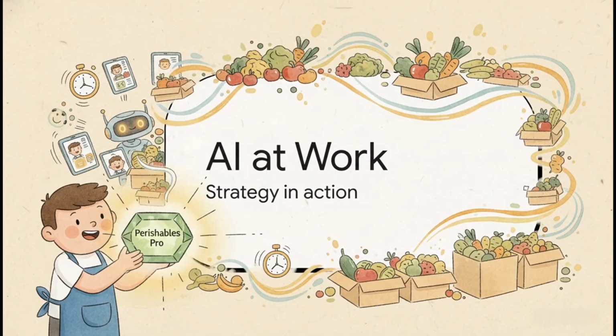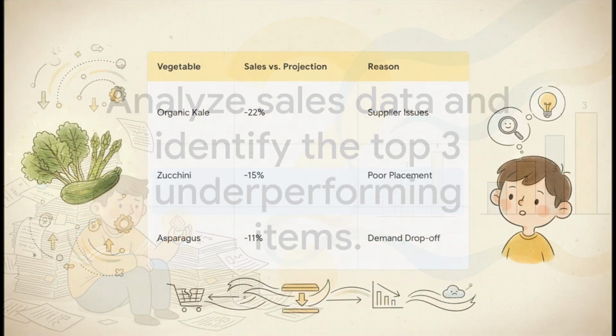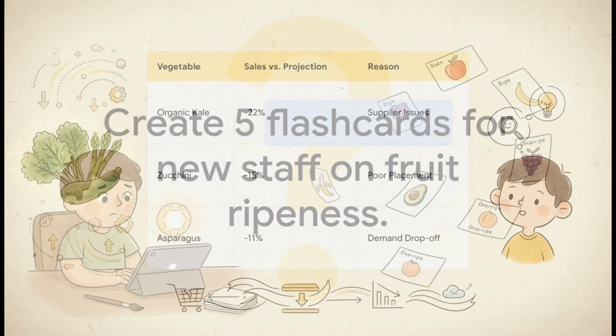All right, now for the magic. Let's see how Alex puts the Perishables Pro gem to work, turning those overwhelming daily challenges into tasks that take minutes, not hours. This is where the theory becomes reality. First up, sales analysis. Alex is tired of manually cross-referencing all these spreadsheets, so they give their new gem a simple, direct prompt. In seconds, the gem synthesizes the sales PDFs and the daily quality reports, creating this clear, actionable table. It doesn't just identify the problem vegetables. It digs into the sources to tell Alex why they're underperforming. See, that's insight, not just data.